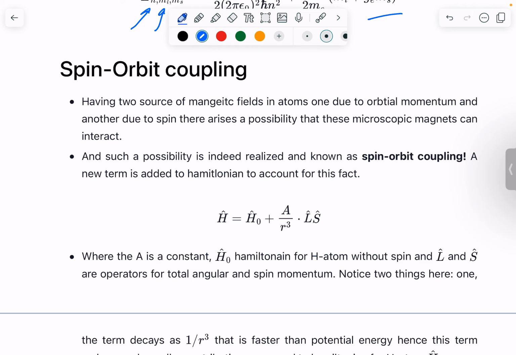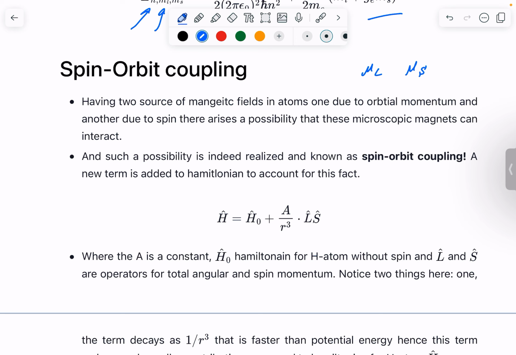Okay, so the electron can have a source of magnetism due to angular momentum, and it can have a source of magnetism due to the spin. So you can think of it as two tiny magnets coexisting inside the atom. Even the simplest atom, like the hydrogen atom with a single electron, generates two sources of magnetism, or two magnetic moments. And these two tiny magnets can interact with one another and perturb the energetic levels. This is crazy, but this is what's being observed.